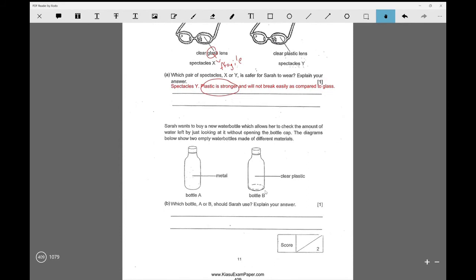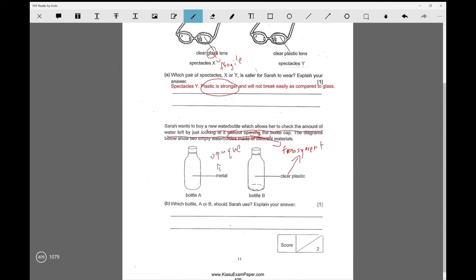Okay, so now she wants to buy a new water bottle, and the key thing is that she must check the water inside without opening. Without opening. That means the material must be transparent. Transparent, that means you can see through it. It means light can pass through. And clear plastic does that. Metal is opaque. That means you cannot see through.